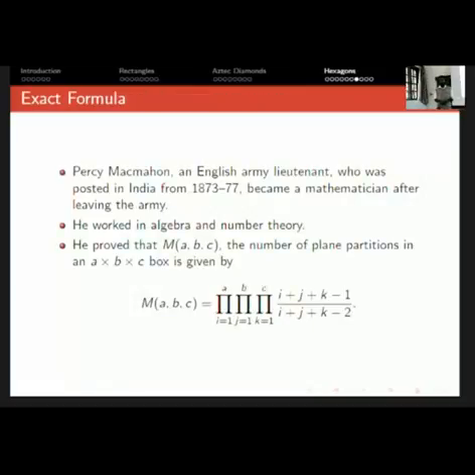Here again there's a beautiful formula, due to Percy McMahon, Major McMahon, who was an army lieutenant posted in India. He went back to England after his duty and decided he wanted to do mathematics. So he started studying partitions and plane partitions more systematically. He found that the number of plane partitions in an A by B by C box is given by this amazing product formula: the product over I from 1 to A, J from 1 to B, K from 1 to C, of (I plus J plus K minus 1) divided by (I plus J plus K minus 2). Of course it's a rational number, but it's not obvious that it is an integer. It is an integer. It's very old, from the early 1920s, I think.